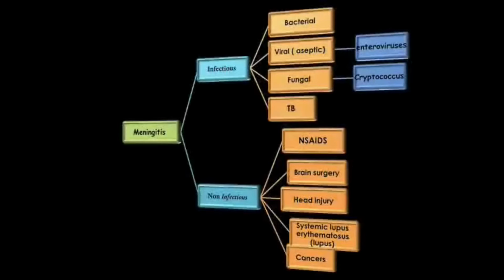The common causes of meningitis can be infectious and non-infectious agents. The infectious agents can be bacterial, viral, fungal and TB. And non-infectious agents are NSAIDs, brain surgery, head injury, systemic lupus erythematosus and cancers.